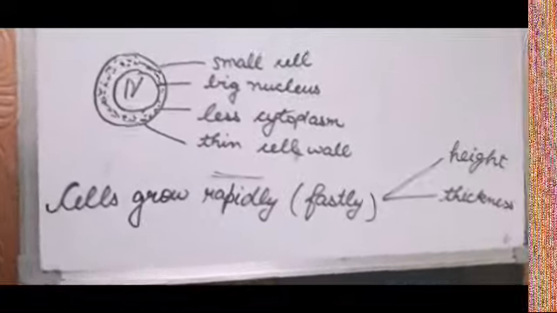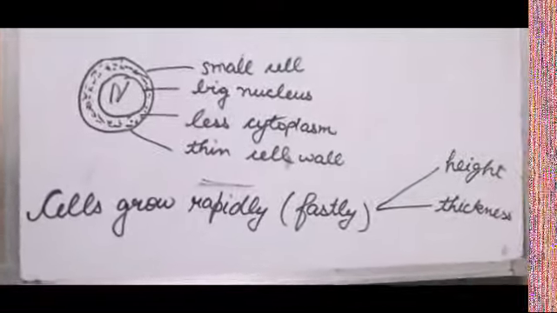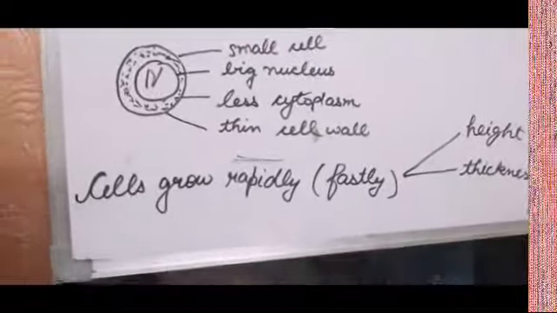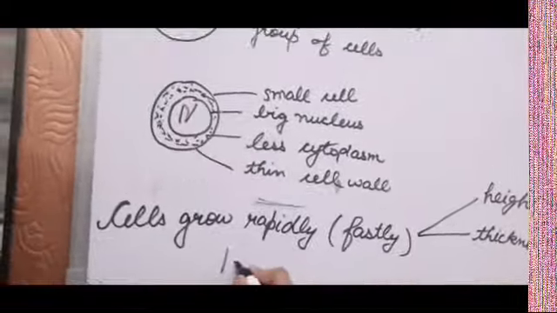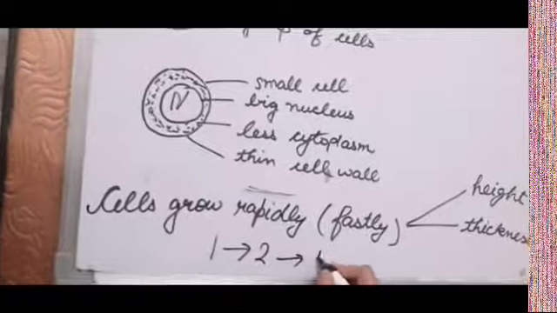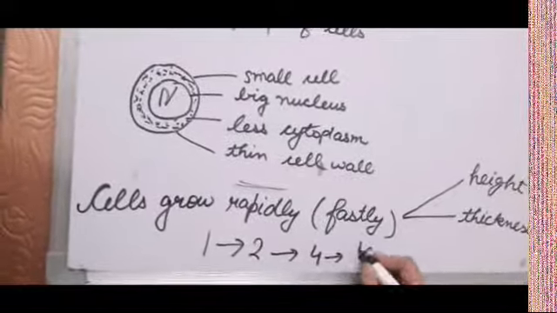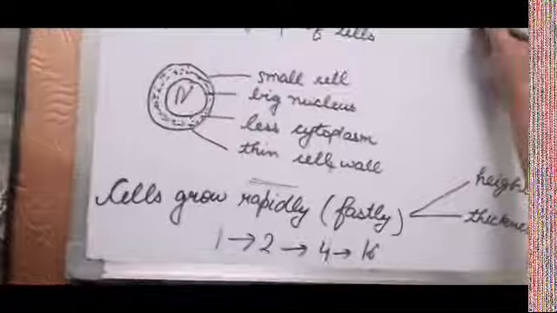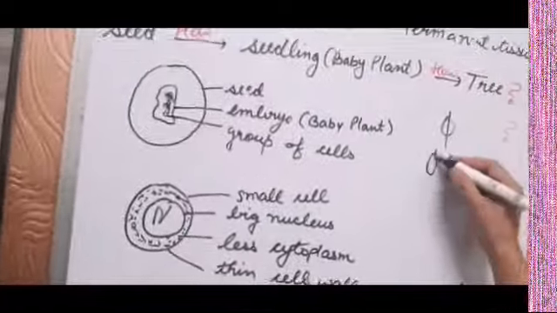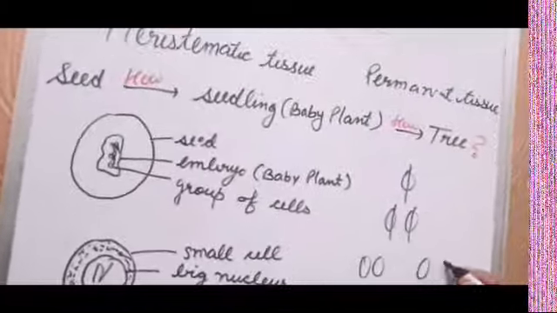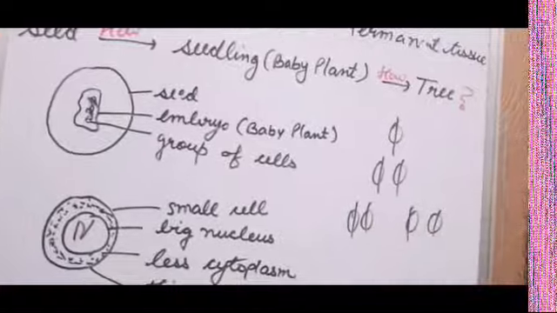One cell divides into two cells, two divide into four, four into 16. Rapidly means one cell will divide into two cells, two cells will form 4 cells, 4 will form 16 cells, like this.